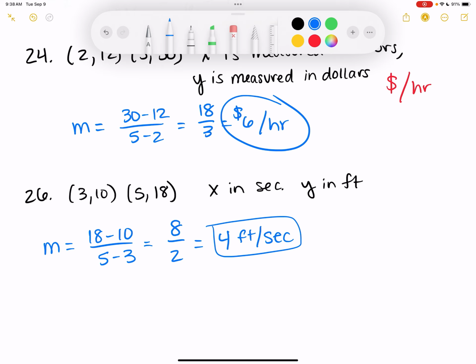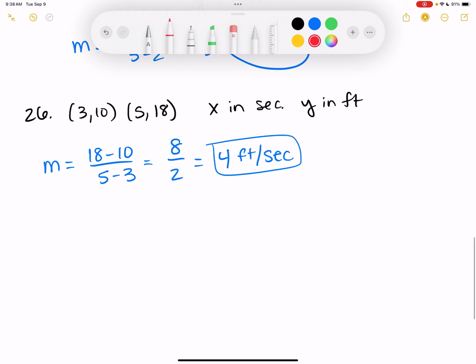I'm being nice and not giving you any of the fraction ones. All right, problems 3, 5, 11, 13, 21, 23, 25, and 27.